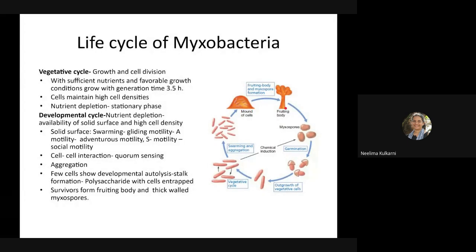I told you that a few cells will show developmental autolysis and they are responsible for formation of stalks. They will produce a large amount of polysaccharides. Myxobacteria are known to synthesize extracellular polysaccharide, which is responsible for the formation of the stalk, which will absorb water, and that is the reason why the stalk will get elevated above the surface. The survivors which do not show autolysis will develop into spores. So in the fruiting body they will be formed as myxospores.